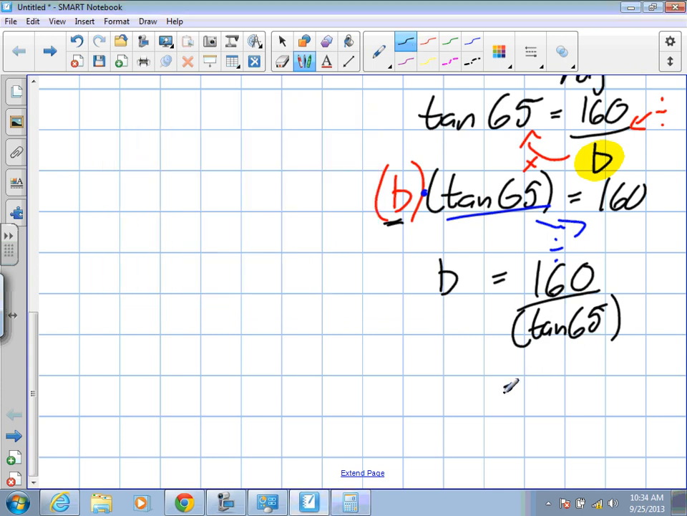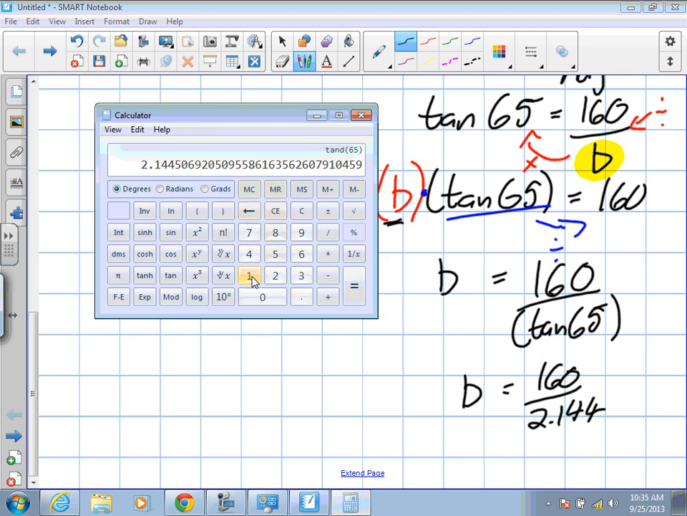So I'm going to rewrite it again. 160 divided by 2.144. Now, on many of your calculators, you'll be able to do this all in one shot, which is great because you'll be far more accurate. I'm not sure if I can on this one. Let me try. 160 divided by bracket 65. It didn't work? Oh, I messed that up. Okay. I'm just going to go with the number I have.